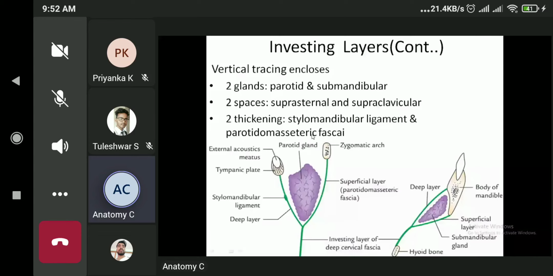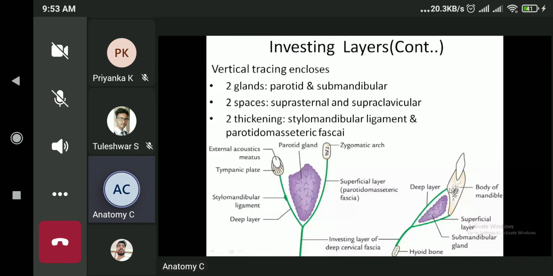From the hyoid bone, the investing layer moves upward. Then the investing layer of deep cervical fascia splits into a superficial layer and a deeper layer, so that it encloses the submandibular gland. See here, this is the body of the mandible, here this represents the mylohyoid line, and this is the lower border or base of the mandible. The superficial layer gets attached to the base of the mandible, while the deeper layer gets attached to the mylohyoid line, so that it encloses this submandibular gland.